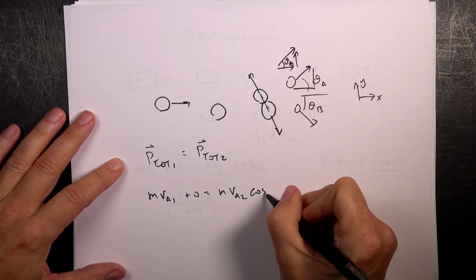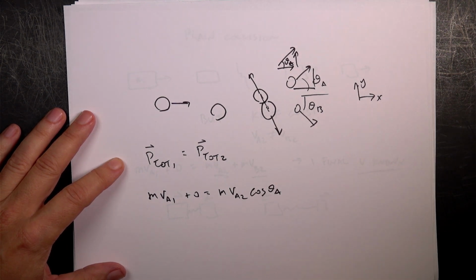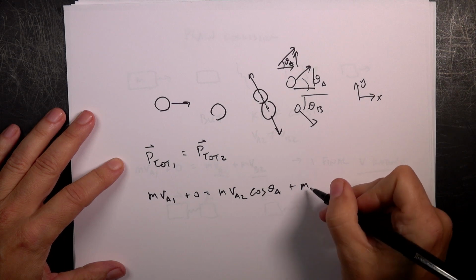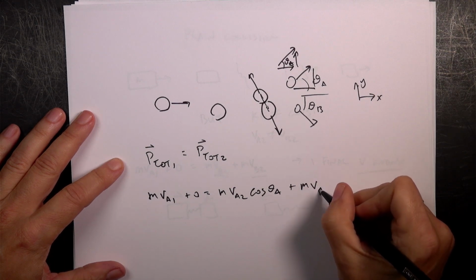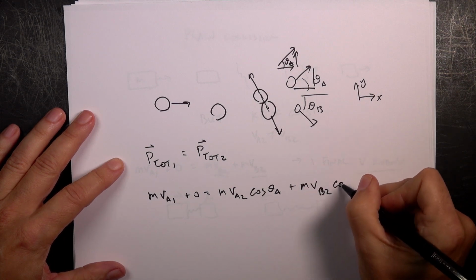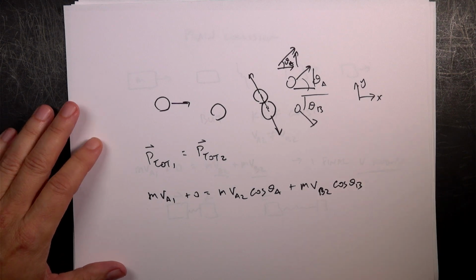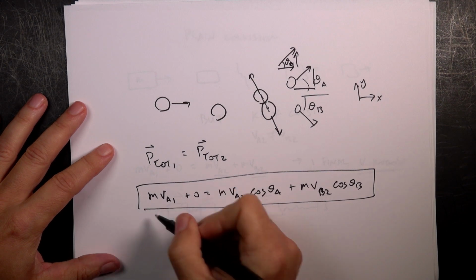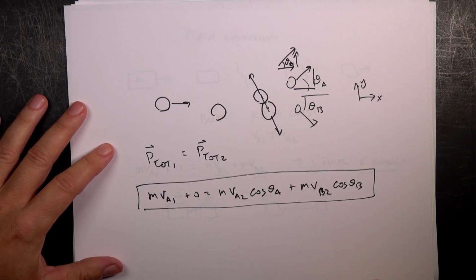So I'm going to say cosine theta A. And then this one also has an x component of velocity, m v_b2 cosine theta B. So that's my conservation of momentum equation in the x direction. Now I can do the same thing in the y direction.